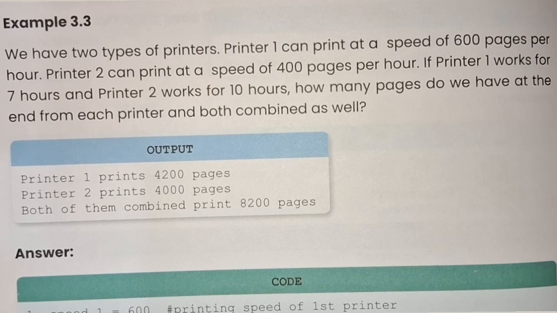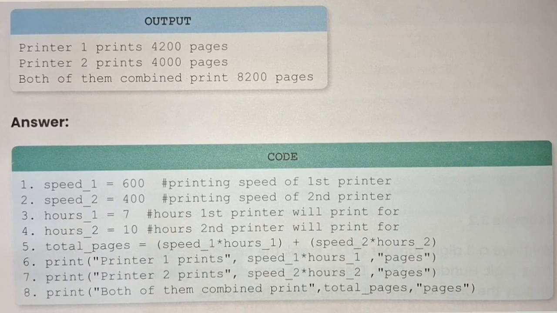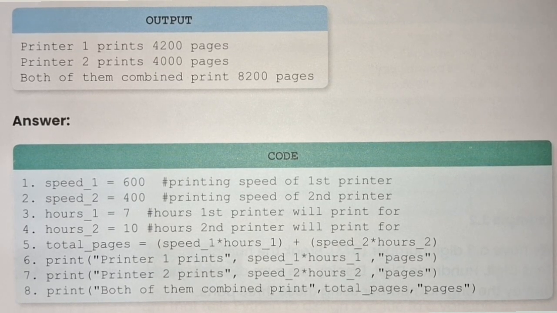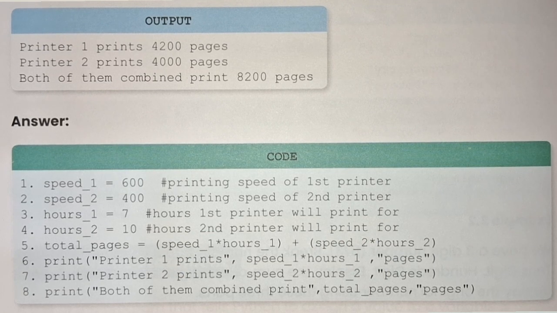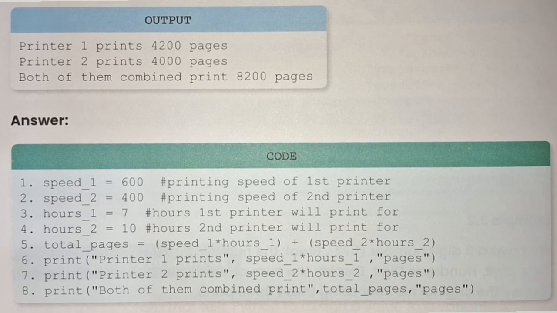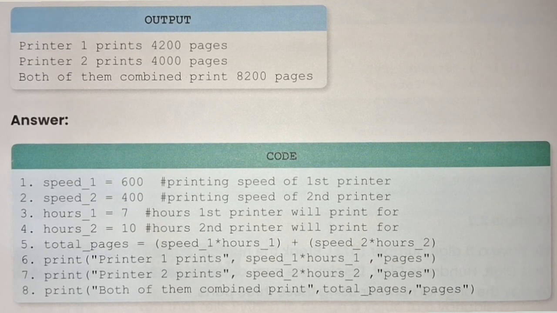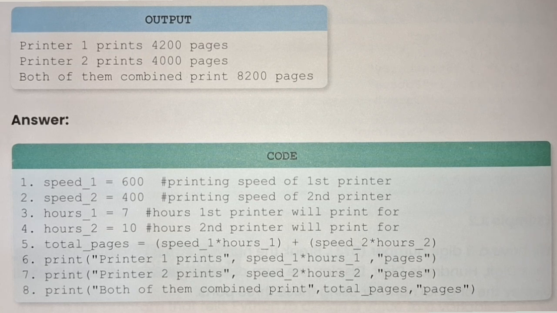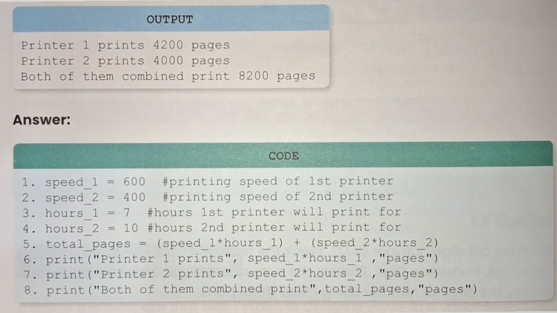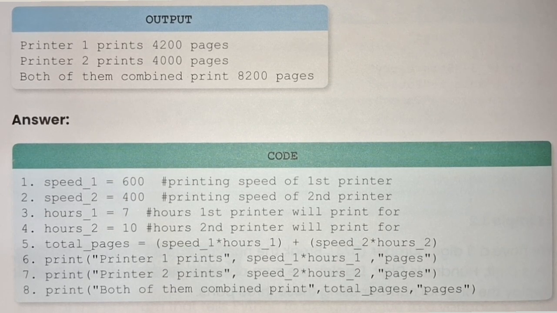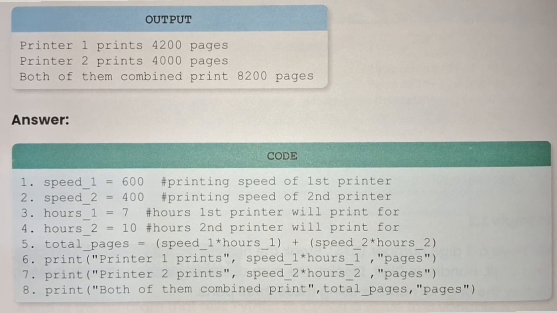The code will be: speed_1 = 600 # printing speed of first printer. speed_2 = 400 # printing speed of second printer. hours_1 = 7 # hours first printer will print for. hours_2 = 10 # hours second printer will print for. total_pages = speed_1 * hours_1 + speed_2 * hours_2.